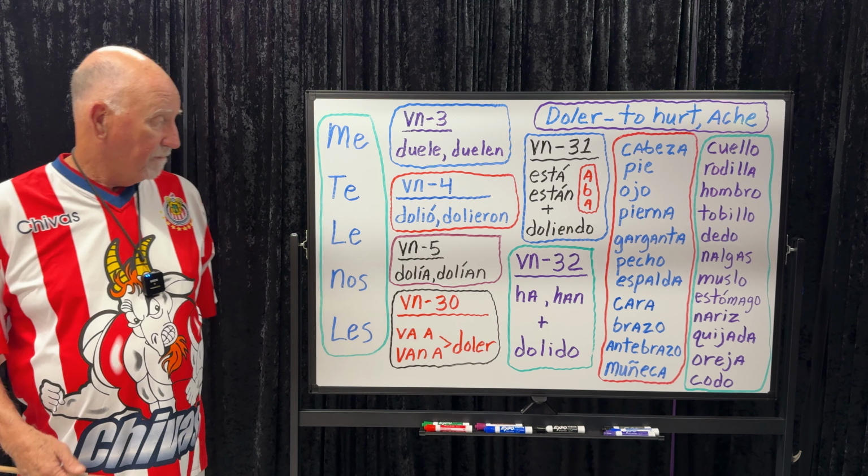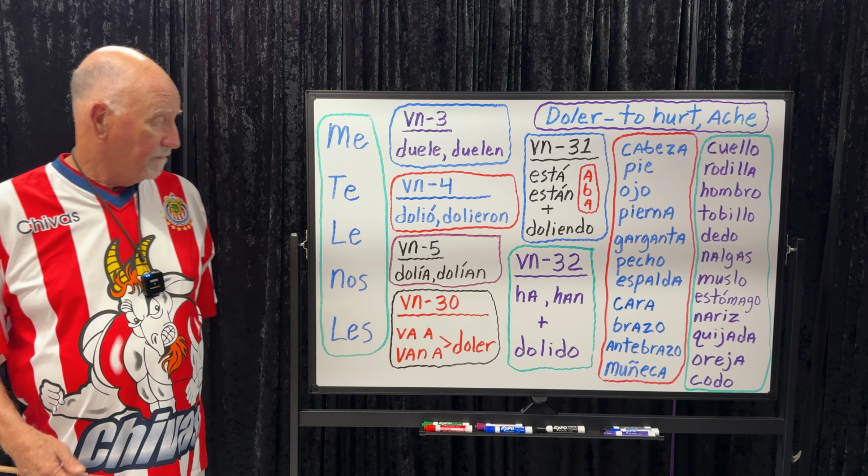But dolió and dolieron could be used. You could say like, my feet hurt for a month. You would say, me dolieron los pies por un mes, when you state a definite amount of time. Me dolieron los pies por un mes.